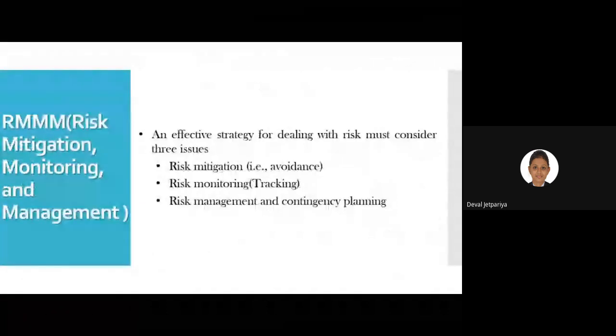And the third one is RMMM: risk mitigation, monitoring and management. Mitigation means we try to avoid. Monitoring means we are tracking. And management and contingency planning means we are managing whatever risk is generated. Okay. I guess we are able to complete. Okay. Let me start.